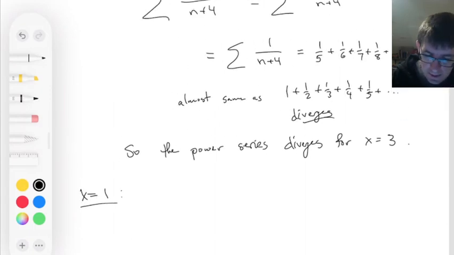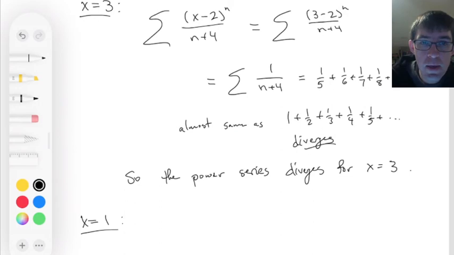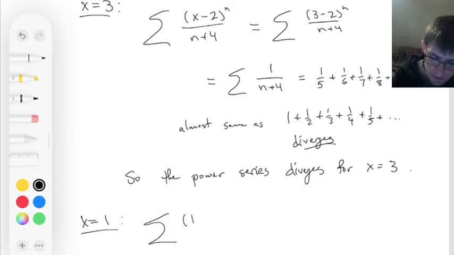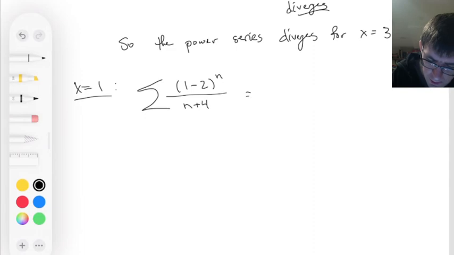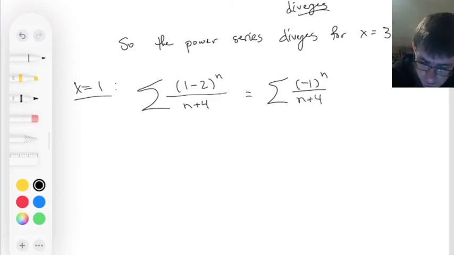Well, in that case, I'm going to plug in x equal 1. The series will now say 1 minus 2 to the n over n plus 4, right? And this up top will just be negative 1 to the n over n plus 4. So if you were to write the terms out, it would say minus a fifth plus a sixth minus a seventh plus an eighth minus, etc., right?